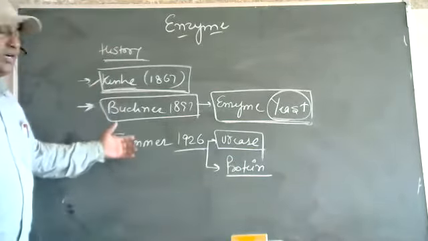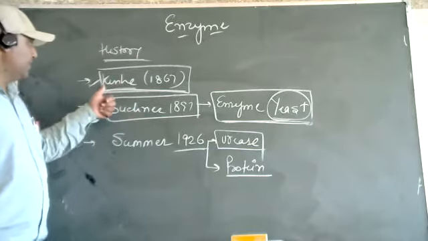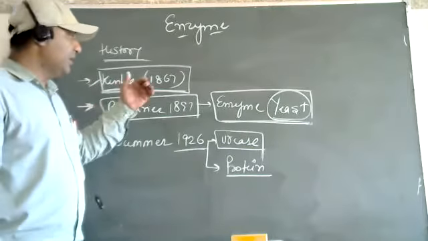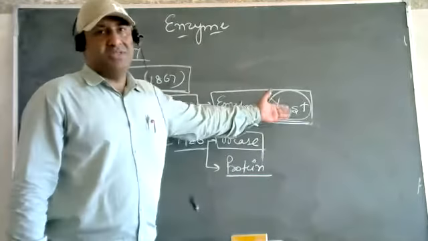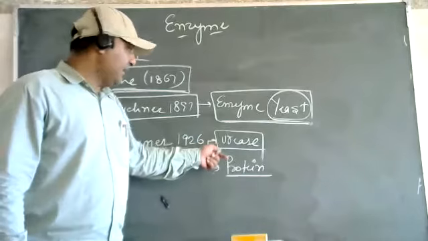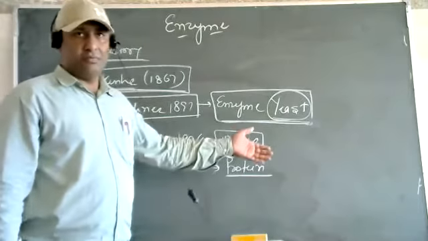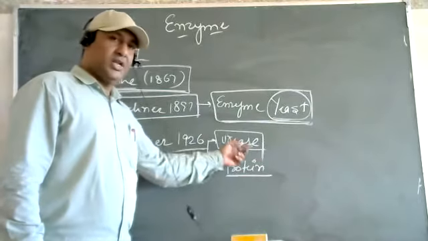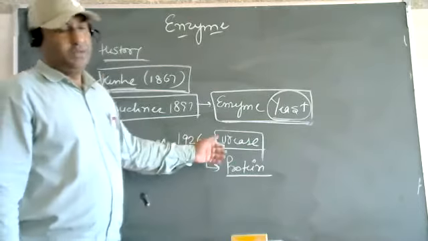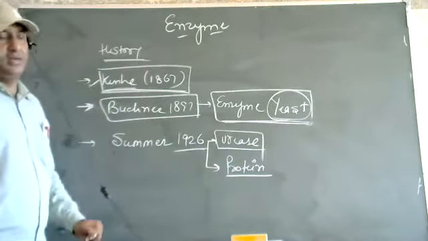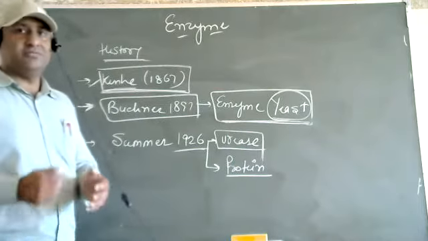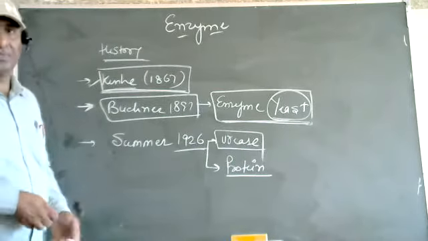So these are some important points which you have to note down. First, Kühne proposed the name. Second, Buchner in 1897 extracted the enzyme from the yeast. Third, Sumner in 1926 extracted the enzyme urease in crystalline form, and also proposed that the enzyme is a protein component. In the next part, we will take some terms related to the enzyme.